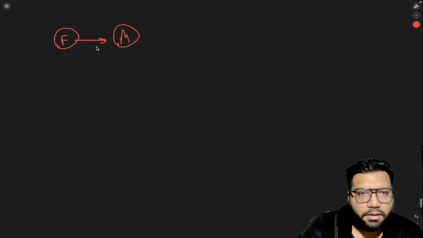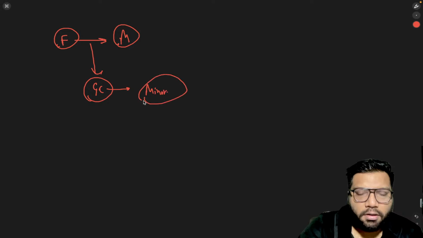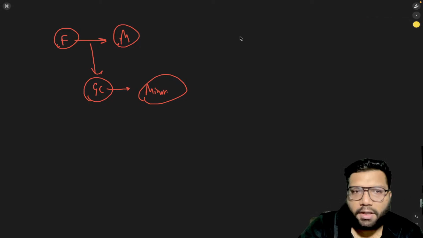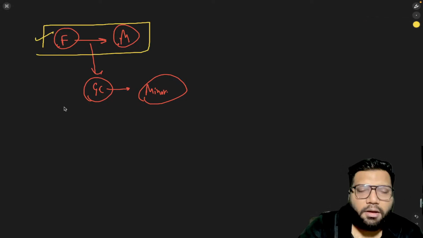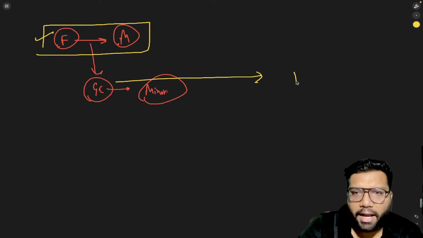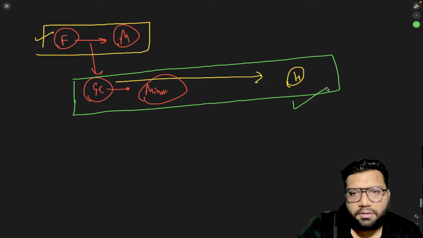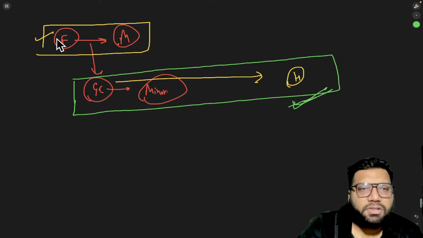Now let's take one example. If there is one father, and this is the mother, and they have a child, a girl child, okay? Now she is a minor. Now whose responsibility is this to maintain this child? The answer is of the parents, okay? But suppose this girl child gets married to H. Now, after marriage, who has the responsibility of this girl child? The husband. Okay. Before marriage, it was parents.